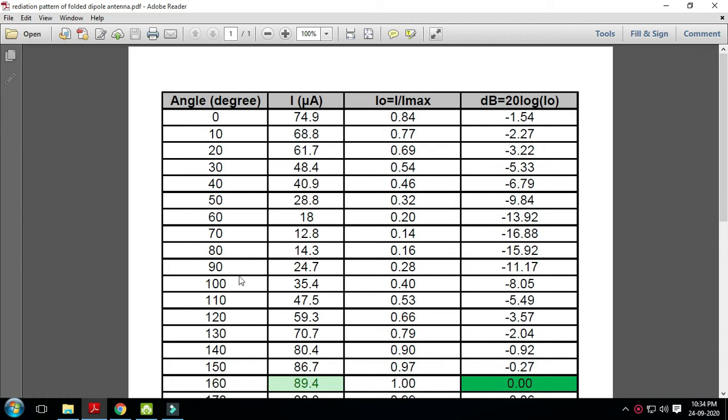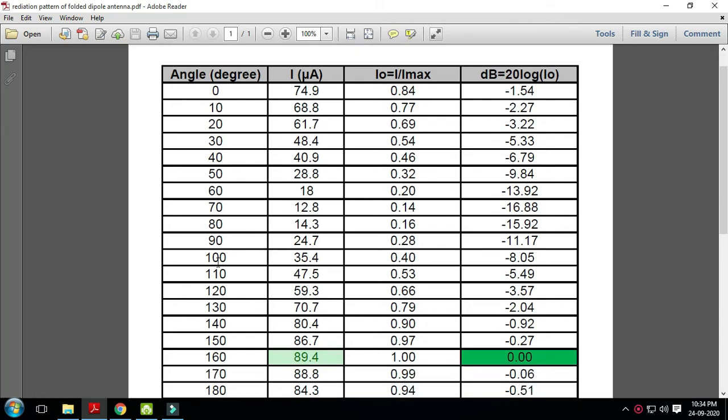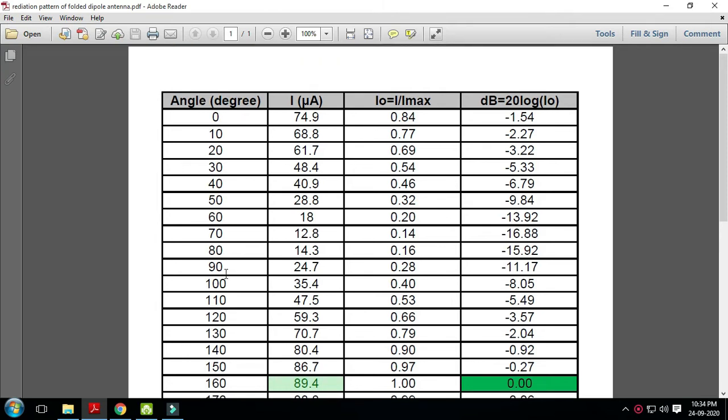Hello students. So now I will explain how to draw a polar graph or polar chart from these recorded readings.